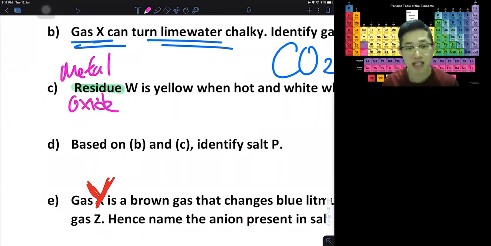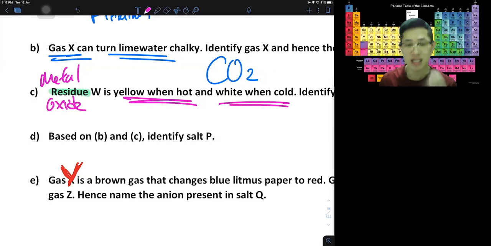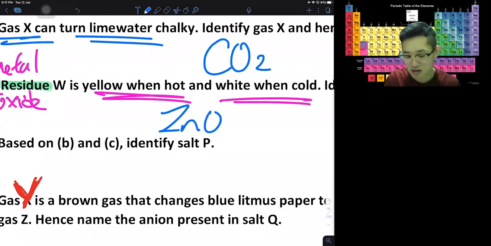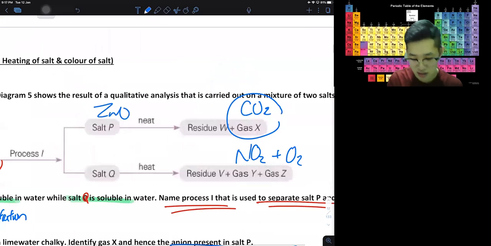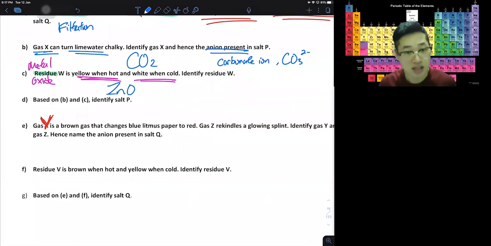The metal oxide is yellow when hot, white when cold. What is this? Yellow when hot, white when cold. What is this? Yes, Putra, very good. This is zinc oxide. Okay, zinc oxide. Oh, just by that, finish off, zinc oxide.